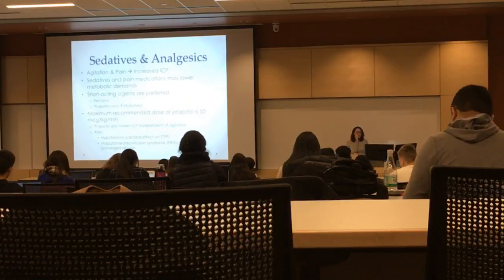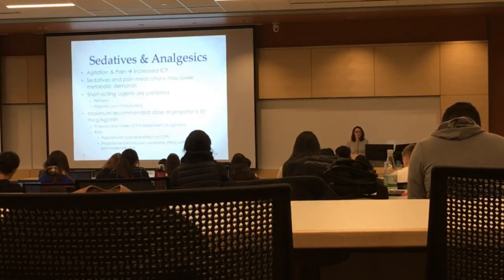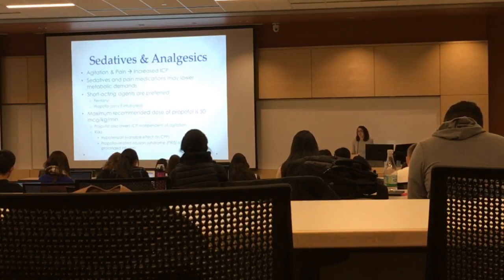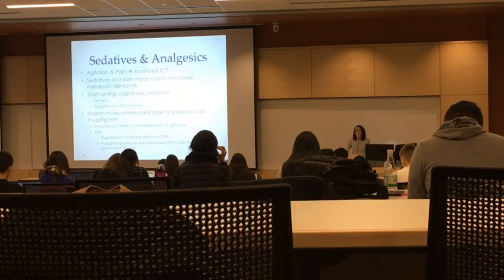In terms of sedatives and analgesics, these are used to control agitation and pain. We know if the patient is experiencing any agitation or pain, they're going to have a higher metabolic demand. If they have a higher metabolic demand in a situation where we can't meet the demand, that's when we see a significant injury. So we can use things like sedatives and analgesics. In this situation, short-acting agents are preferred. The two that we use most commonly are fentanyl and propofol. Propofol can only be used if the patient is intubated, but most of the time they will be in the situation of a severe TBI.